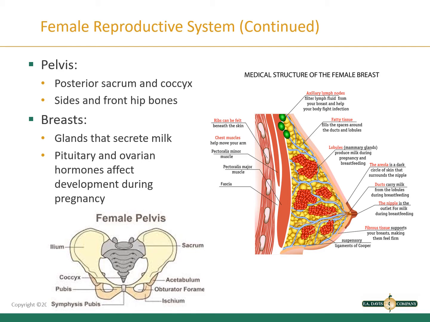The breasts are two glands that secrete milk. In the center of the surface is the nipple. The nipple is pink until pregnancy, and then it will become darker.